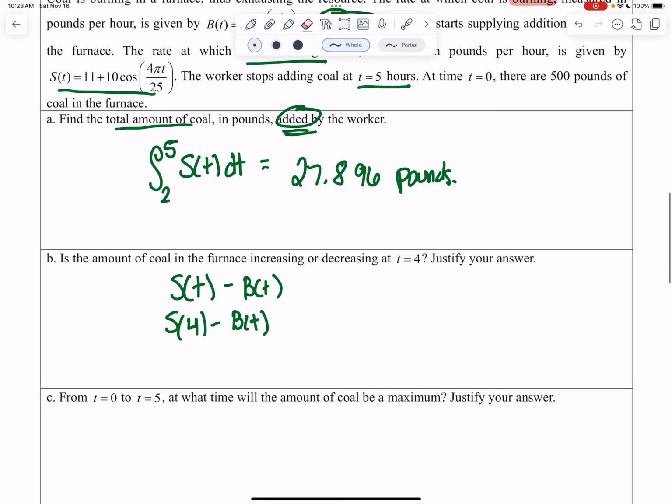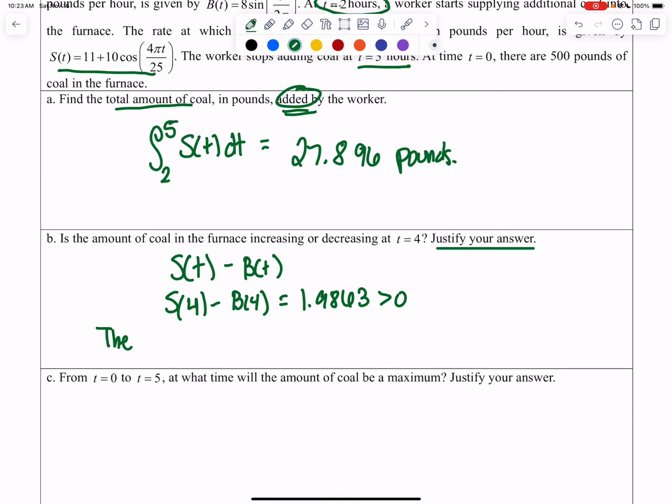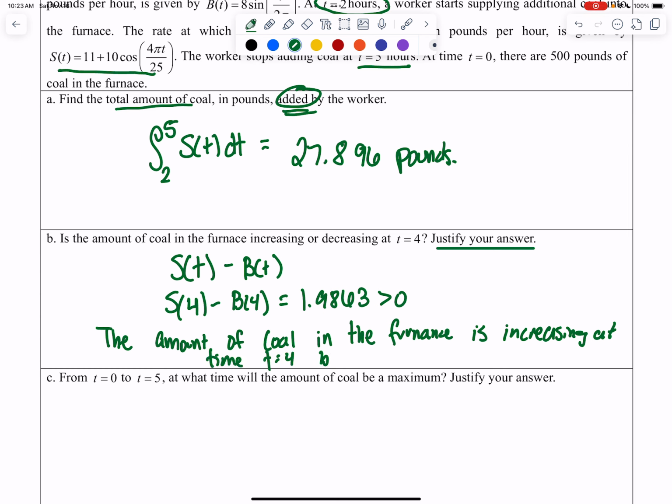Now, if I evaluate that at 4, I'm going to get 1.8963. Oops, that should be S of 4 minus B of 4, which is equal to 1.8963, which is greater than 0. And to justify your answer, you're going to say that the amount of coal in the furnace is increasing at time t equals 4 because S of 4 minus B of 4 is greater than 0.